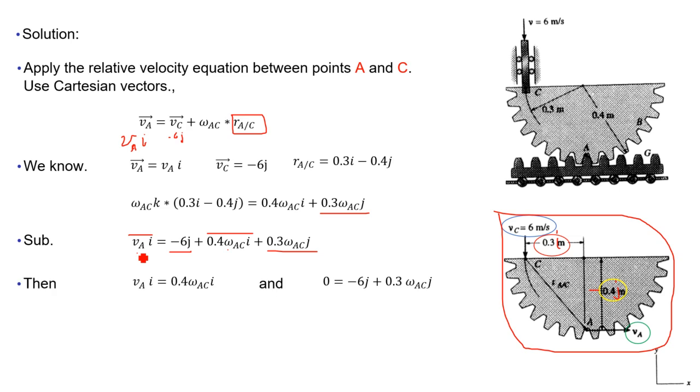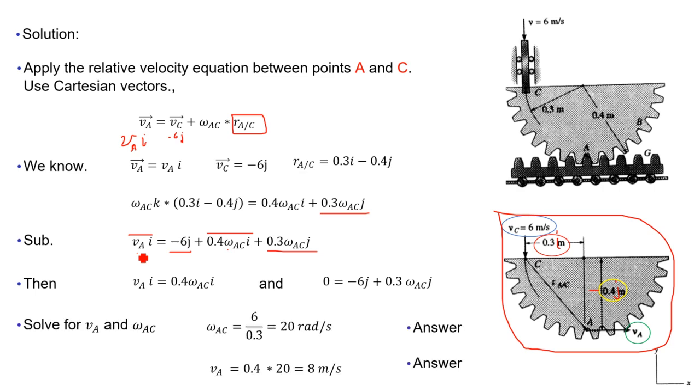So let's add the two parts by solving each. The omega AC is equal to 20 radians per second, and the VA is going to be equal to 8 meters per second, and thus we found the answer for both points.